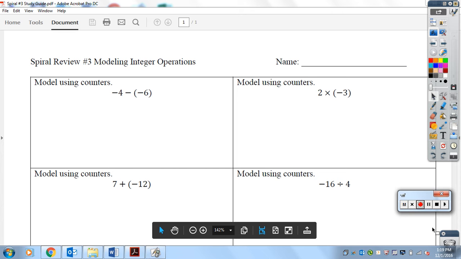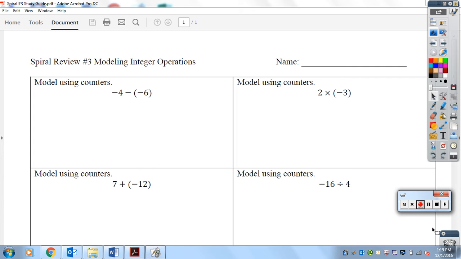This is spiral number 3, modeling integer operations review worksheet answers. Essentially, it's going to go over how to model operations with integers using counters, using a number line, and sometimes using the x and y axes. The first question asks us to model using counters, -4.